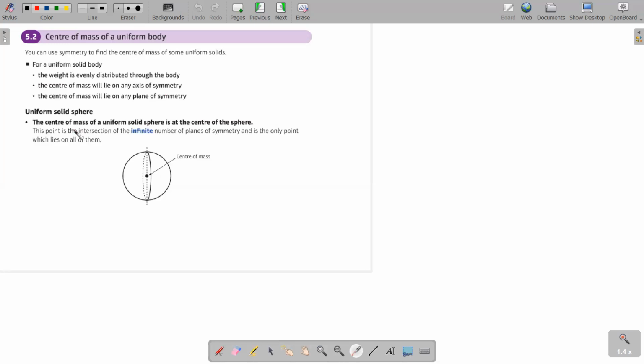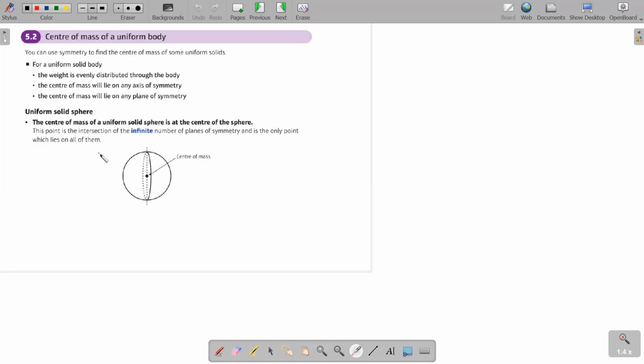All right, guys. So the first body that we learn under this is the uniform solid sphere. This is actually a really easy one, right? When it's a sphere, the center of mass of a uniform solid sphere is at the center of the sphere. That's quite obvious, right? This point is the intersection of the infinite number of planes of symmetry and is the only point which lies on all of them.